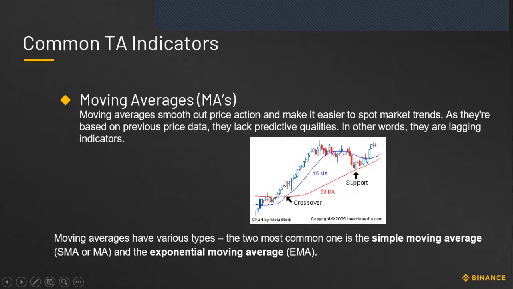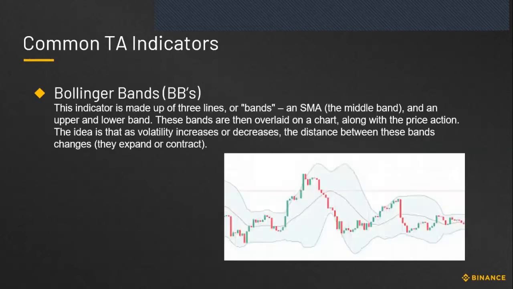Okay, so moving averages have various types, and the two most common ones are the simple moving average, SMA, which you can also call MA, and the EMA, which is the exponential moving average. Okay, that's one of the TA indicators. Now the last one that I will be looking at today under the common TA indicators is the Bollinger Bands. This indicator is made up of 3 lines. Please understand, 3 lines is one of the key things that you need to understand.